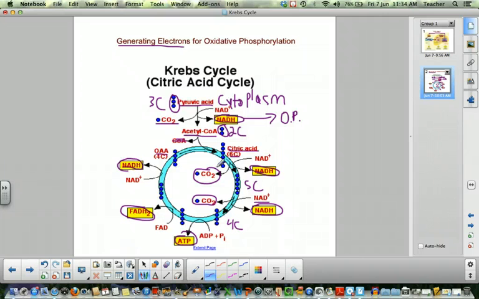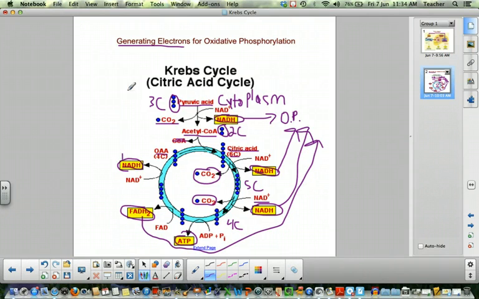Now, all of these NADHs, just like this one, and FADH2 actually, are going to go off into oxidative phosphorylation. Okay? The ATP that's been generated can actually go and do cellular work, because that's what it's for. Okay, so that's basically what's happening.